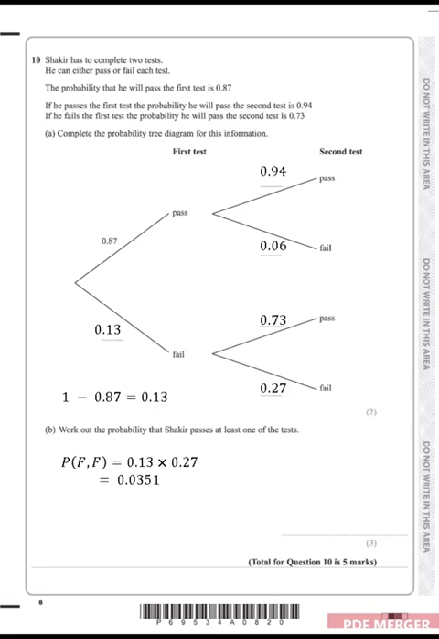0.0351. Now, to work out the probability that they pass at least one of the tests, we subtract it from the probability of 1. So 1 minus 0.0351. This is equal to 0.9649. So the final answer for 10B is equal to 0.9649.